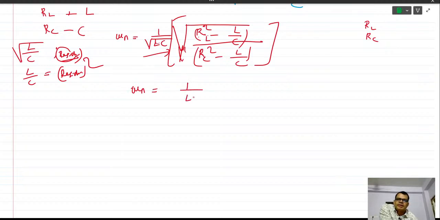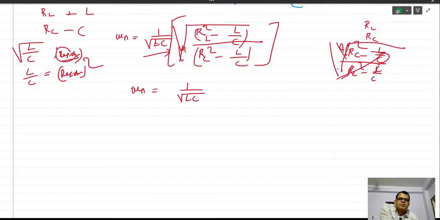So I will write once again L upon C root over, and one confusion may come. I want to remove that confusion. Sometimes in the exam hall, you may be thinking whether it is RC square upon L by C root over upon RL square minus L by C. Even though you remember all the things, this confusion may give you the wrong answer. How to eliminate this confusion?